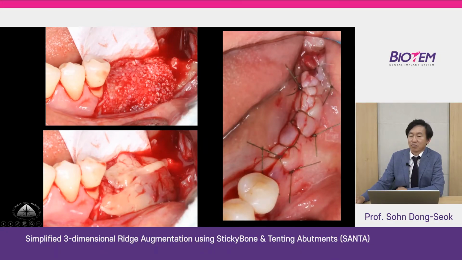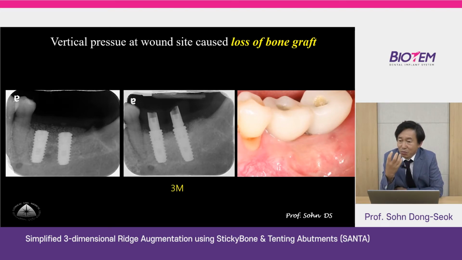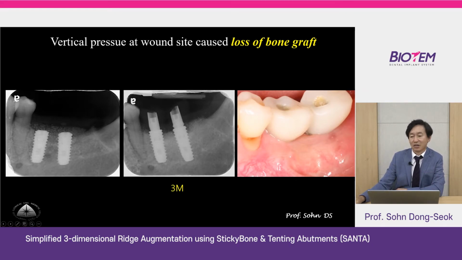A collagen membrane and CGF membrane were placed on the bone graft. This is the pre-op. This is 3 months later. You can see some marginal bone resorption here. So when the alveolar ridge is very thin, maybe we need a more secure space maintainer, such as a low profile healing abutment. This is a temporal restoration.